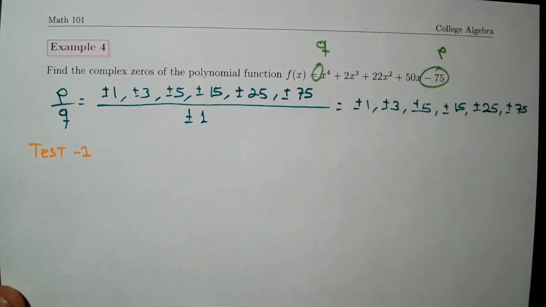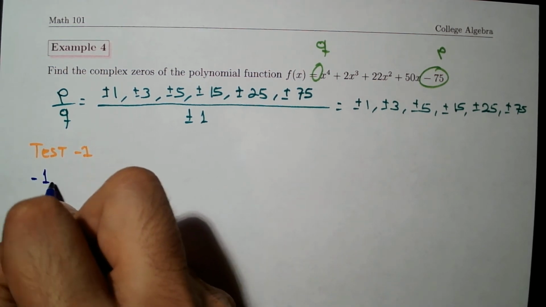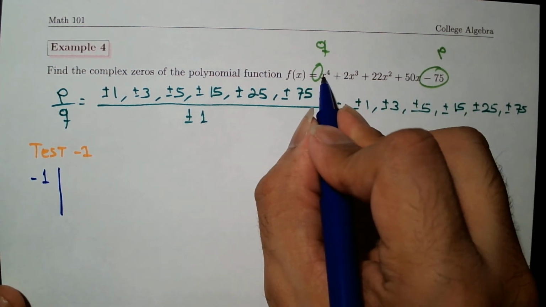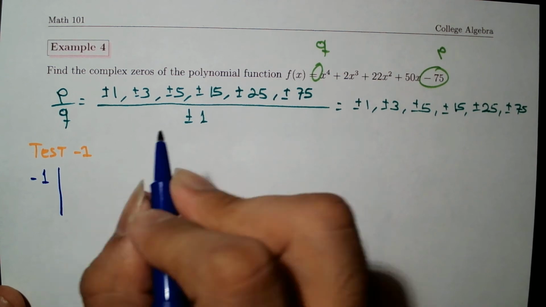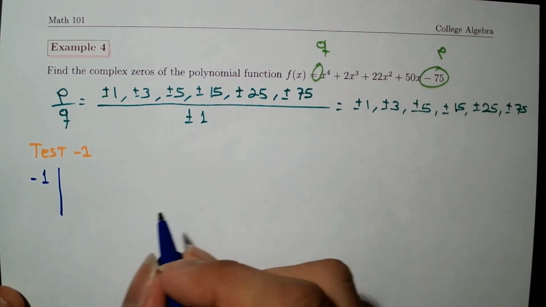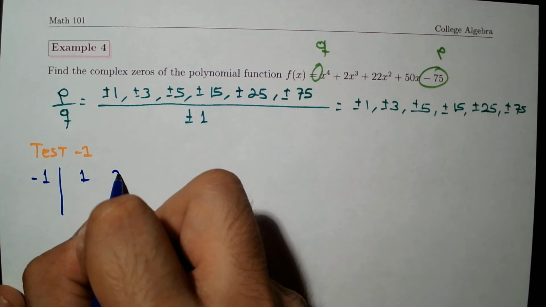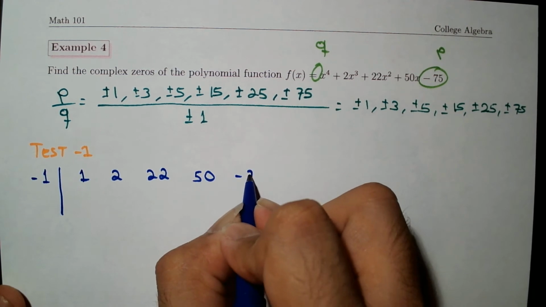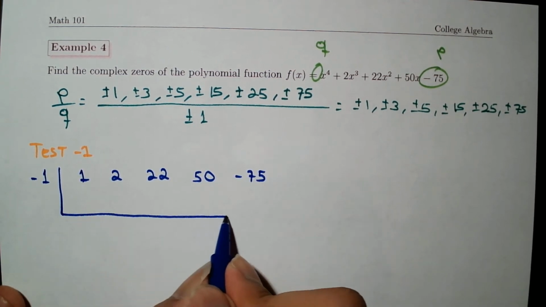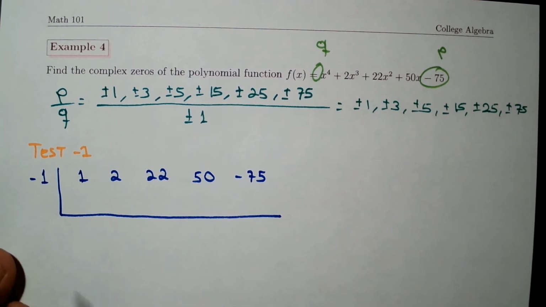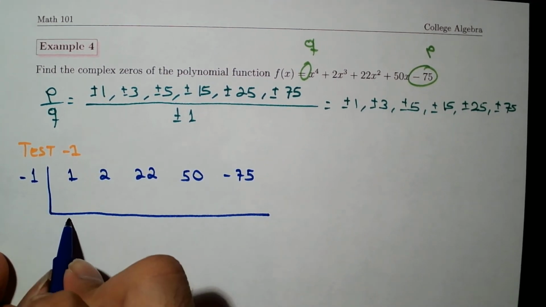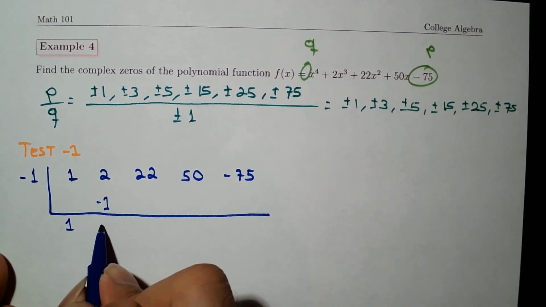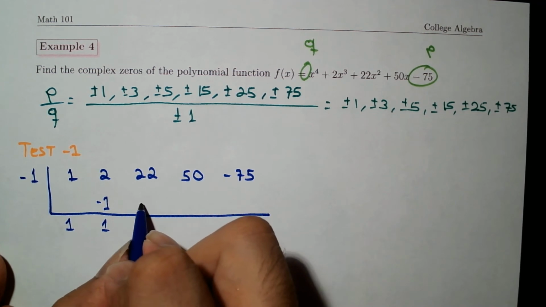Negative 1, so I'm going to write negative 1. The coefficients of the polynomial, notice all powers are there, so I won't need any placeholding zeros: 1, 2, 22, 50, negative 75. So let's proceed to do this synthetic division. Drop, multiply, and add. So negative 1, and then 2 minus 1, that's 1. 1 times negative 1 is negative 1.